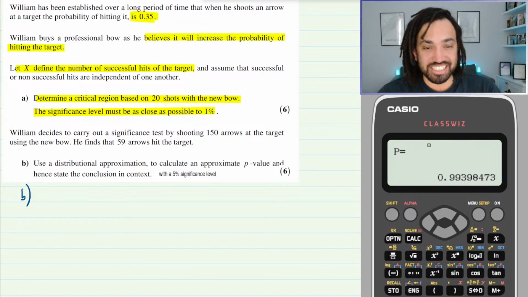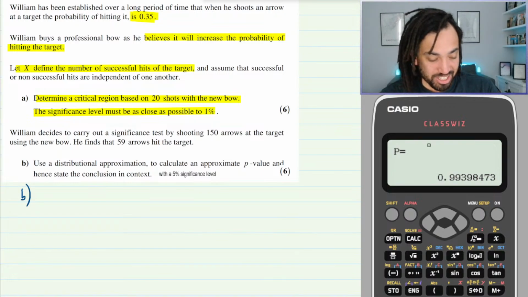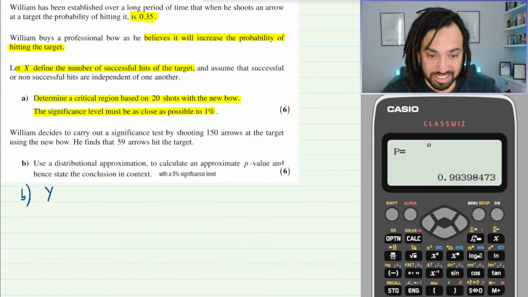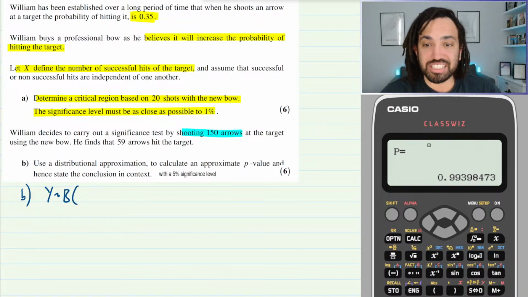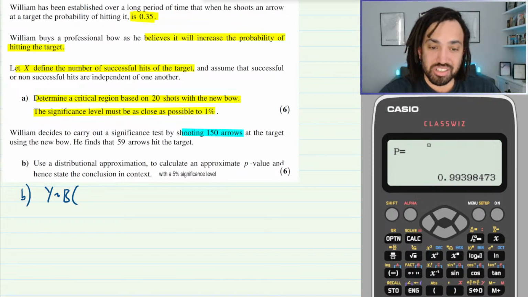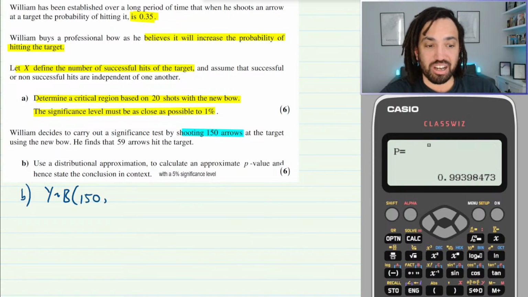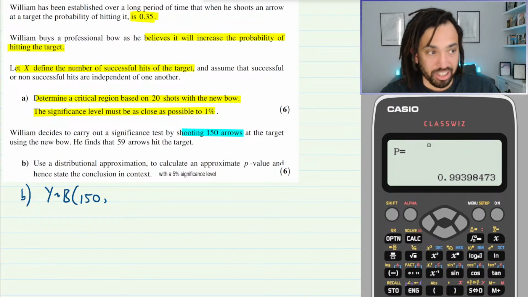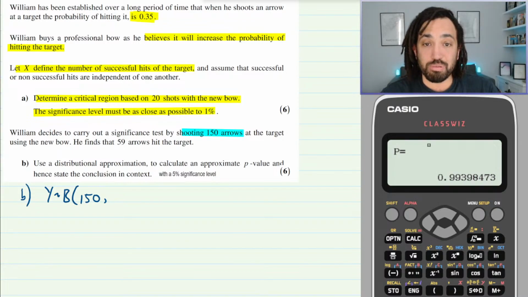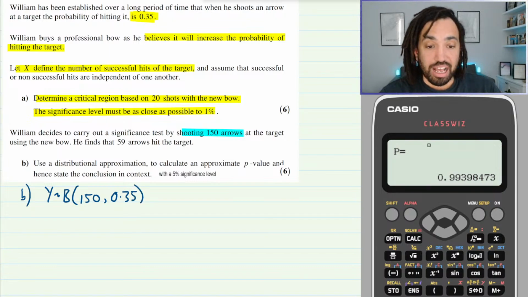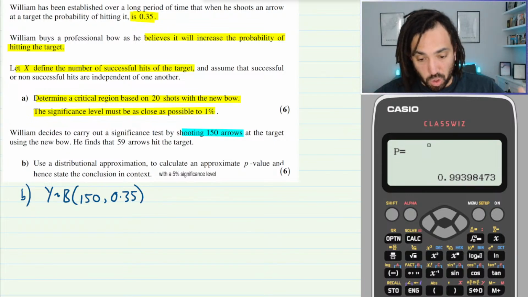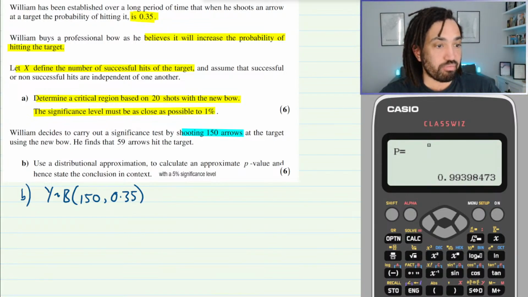Right. Let's go. Now we've got to do the normal approximation. Okay, so we have a binomial distribution this time, and this time what they're doing is 150 arrows. So 150 is going to be our number of trials, and the probability is still 0.35. And now, how do we find the mean and the variance for the normal distribution approximation? What are they, guys? What's the mean and the variance?